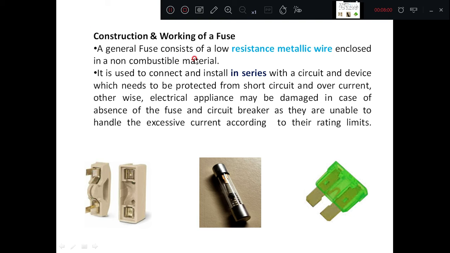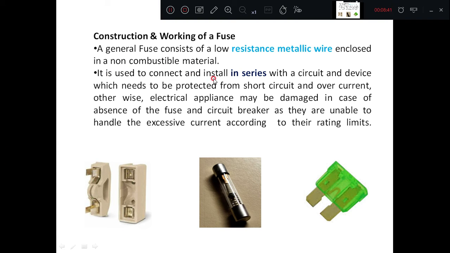The construction and working of a fuse. A general fuse consists of a low resistance metallic wire. The fuse is nothing but a low resistance metallic wire enclosed in non-combustible material, that is, porcelain. Here the supply is given at this point, and at this point the load is connected. In between these two there is a connection which we call a fuse, a low resistance metallic wire wound between these two lines, so that there is continuity. In the event of any fault, this part blows up, and then there is a discontinuity of the supply to the load.